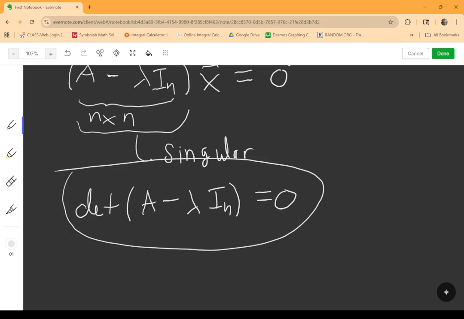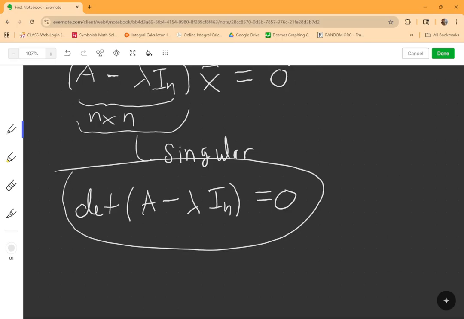So we're going to use properties of determinants when needed, and be able to calculate determinants as needed here as well. That's what we'll focus on in the next video. We'll see that this is going to come down to finding roots of a polynomial.